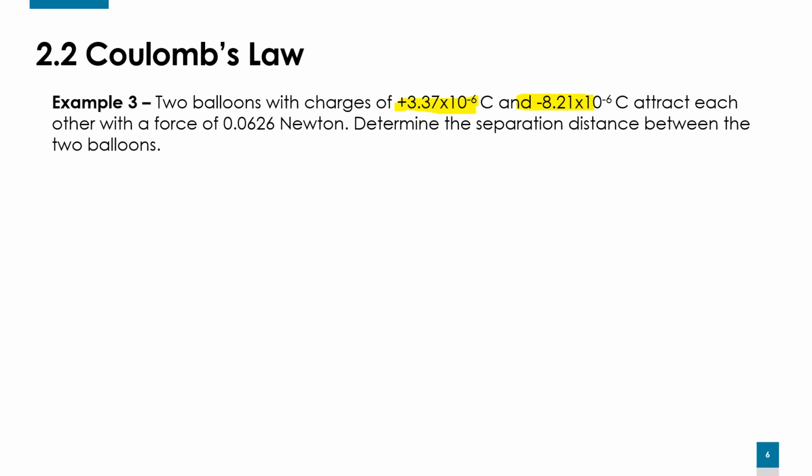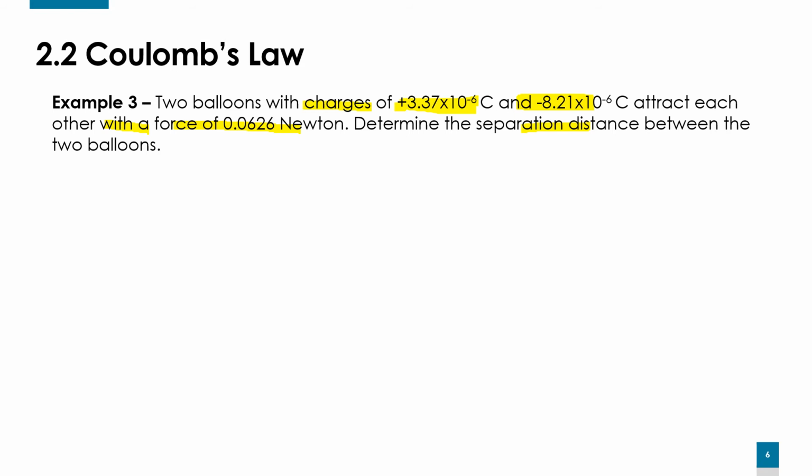So I don't have identical charges. I have two different charges now. They attract. Why do they attract? Because they are opposite. With a force of 0.0626 Newton. So now I have a force. So I have charge here and force here. And what is it asking me? Determine the separation distance. So it's asking me the distance now, not the force. Okay, so be careful what it's asking you.